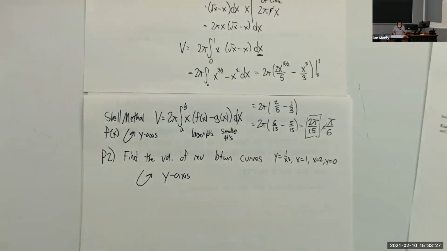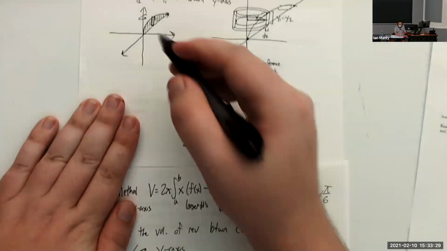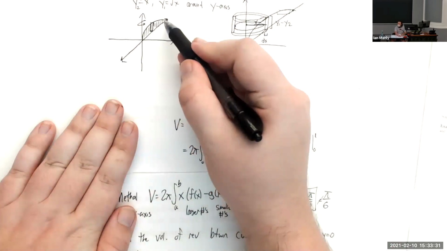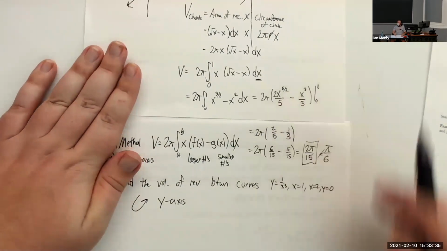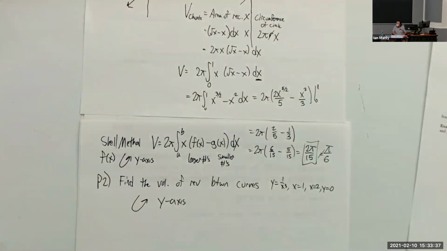How'd you find the bounds again? You set the curves equal to one another. So I set root x equal to x, but I already did that in the previous problem for this one. Now, if they give you x values, those are likely to be your bounds if you have functions of x.